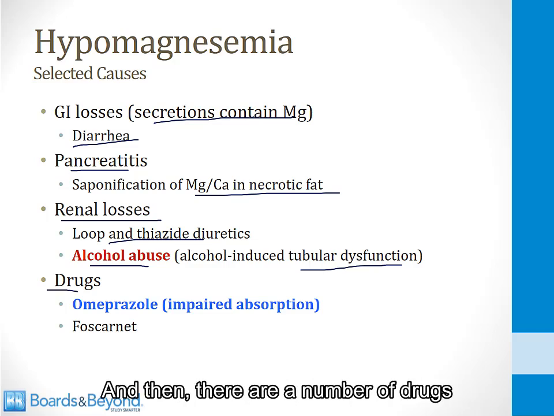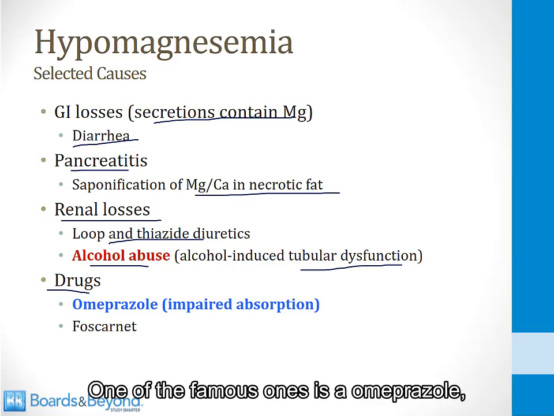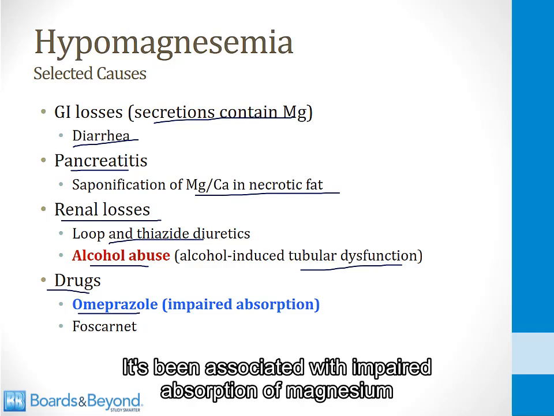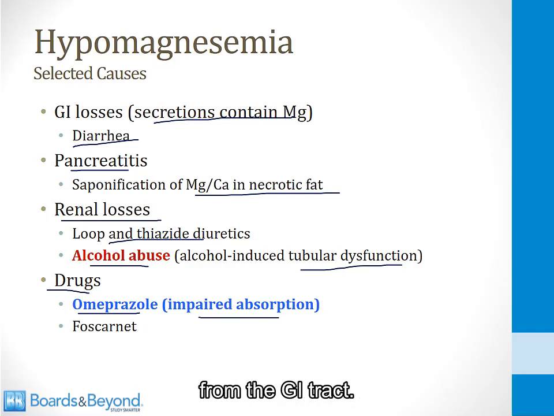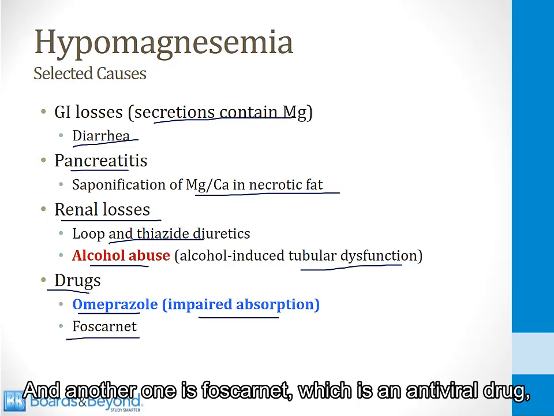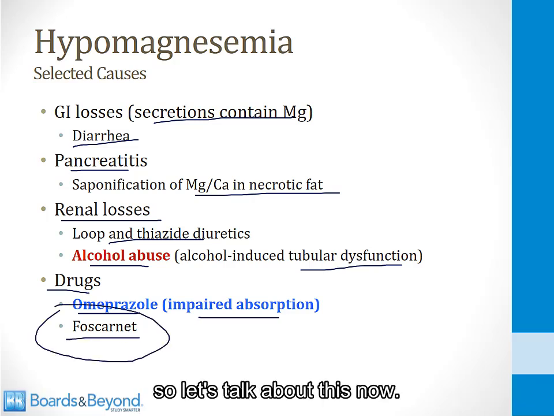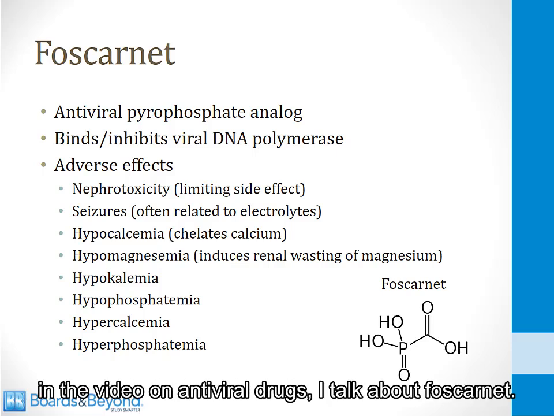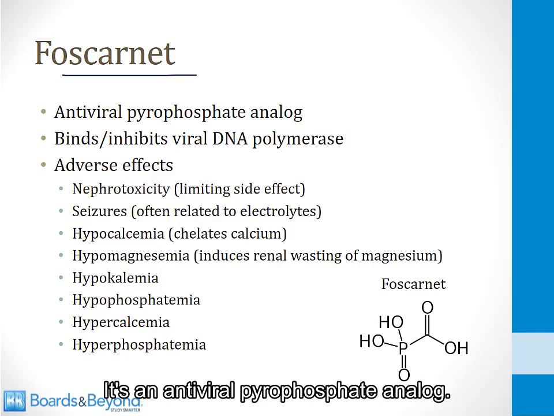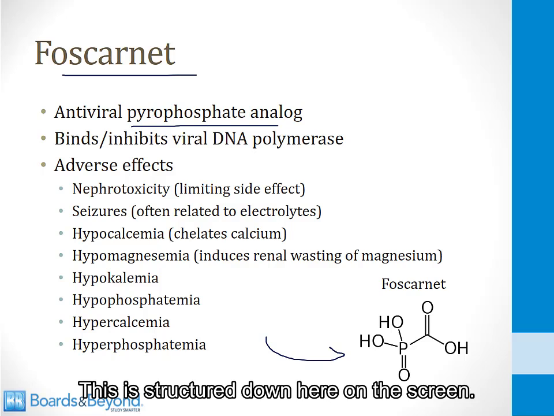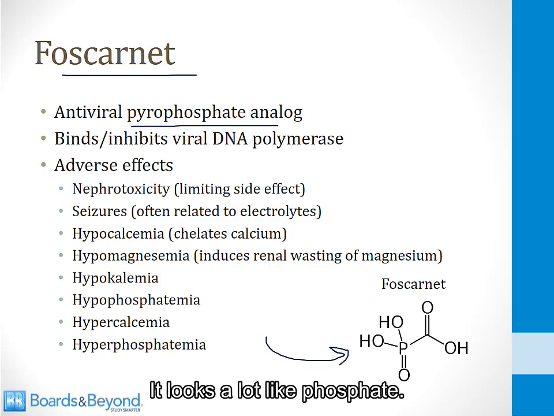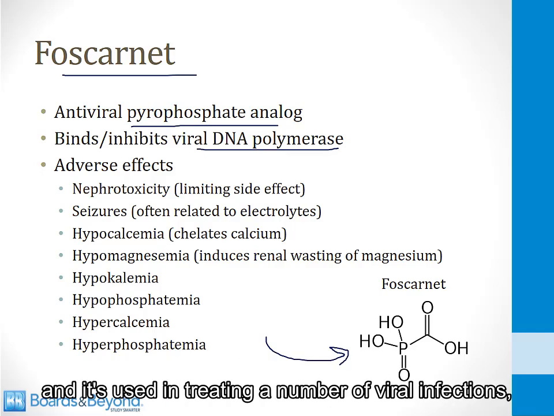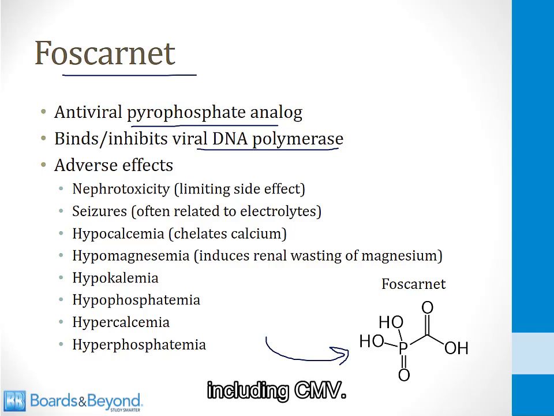And then there are a number of drugs which can cause hypomagnesemia. One of the famous ones is omeprazole, which is a proton pump inhibitor. It's been associated with impaired absorption of magnesium from the GI tract. And another one is Foscarnet, which is an antiviral drug. So let's talk about this now. In the infectious disease section in the video on antiviral drugs, I talk about Foscarnet. It's an antiviral pyrophosphate analog. This is its structure down here on the screen. It looks a lot like phosphate, and it works by binding and inhibiting viral DNA polymerase, and it's used in treating a number of viral infections, including CMV.